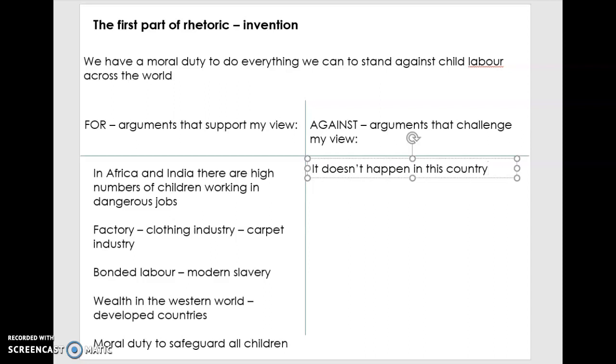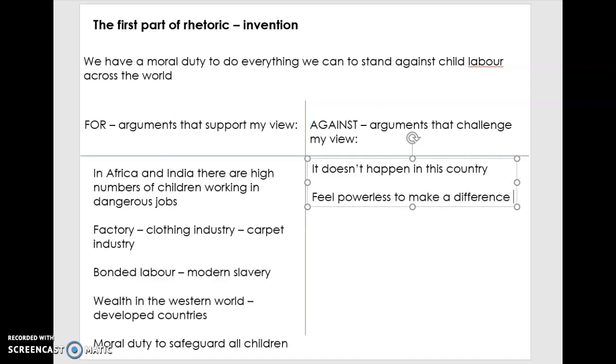That it's not an issue that's relevant to our lives. But of course, we're the ones who get the benefits of it. We're the ones who have cheap things we can buy, cheap clothes and such like, as a consequence of children working abroad.